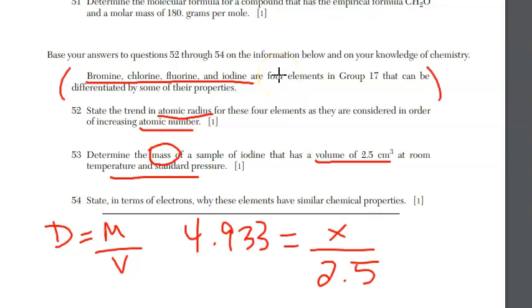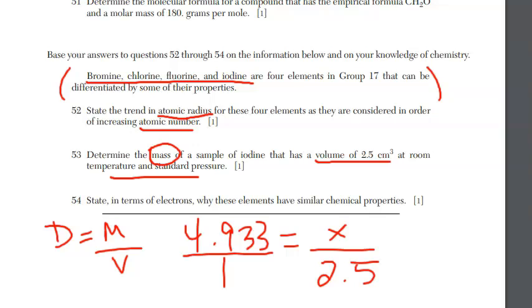Sometimes students will take the 4.933 and put a 1 in the denominator, and then they know they're just cross multiplying. Whatever works for you works for me, but you need also to use your calculator and make sure you get an answer. When I put these numbers in my calculator, I get an answer on the calculator of 12.3325. Didn't ask about significant figures.